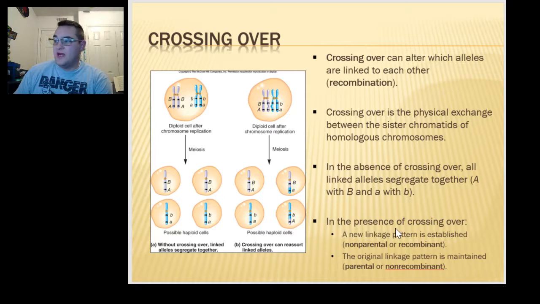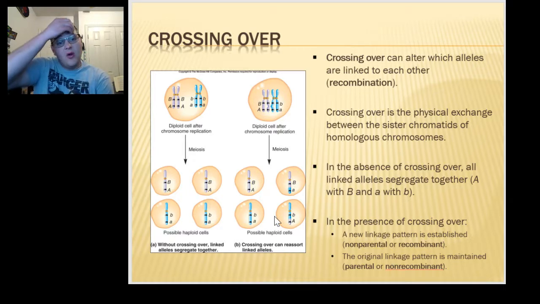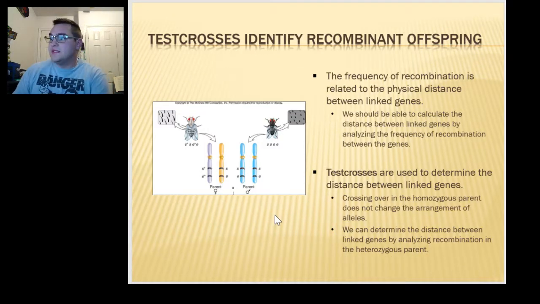In the presence of crossing over, a new linkage pattern is established, non-parental or recombinant, and the original pattern is maintained, parental or non-recombinant. So you either end up with the same genes as the parent, or you have some crossing over that happens. With test crosses, the frequency of recombination is related to the physical distance between the genes, and we should be able to calculate the distance between the linked genes by analyzing the frequency of recombination between the genes. It's talking about how many offspring and the ratios.